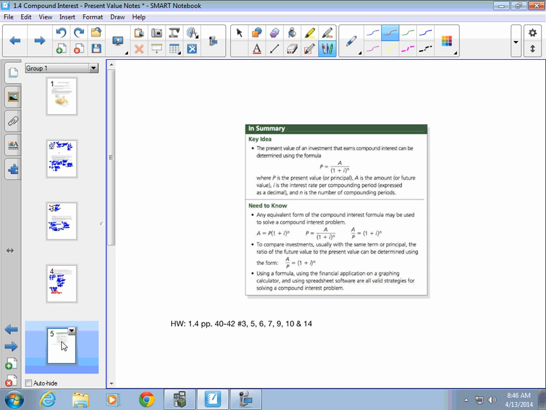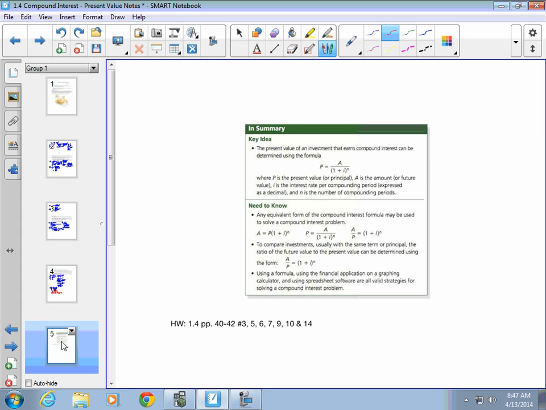So just a little recap here. Present value of an investment that earns compound interest can be determined by the formula P is equal to A divided by (1 plus I) to the N. So all it is is a manipulation of your formula A is equal to P times (1 plus I) to the N. And you can then manipulate that to find A, you can use it to find P, you can use it to find I or N, depending on how you set it up. So down here is where they show that.